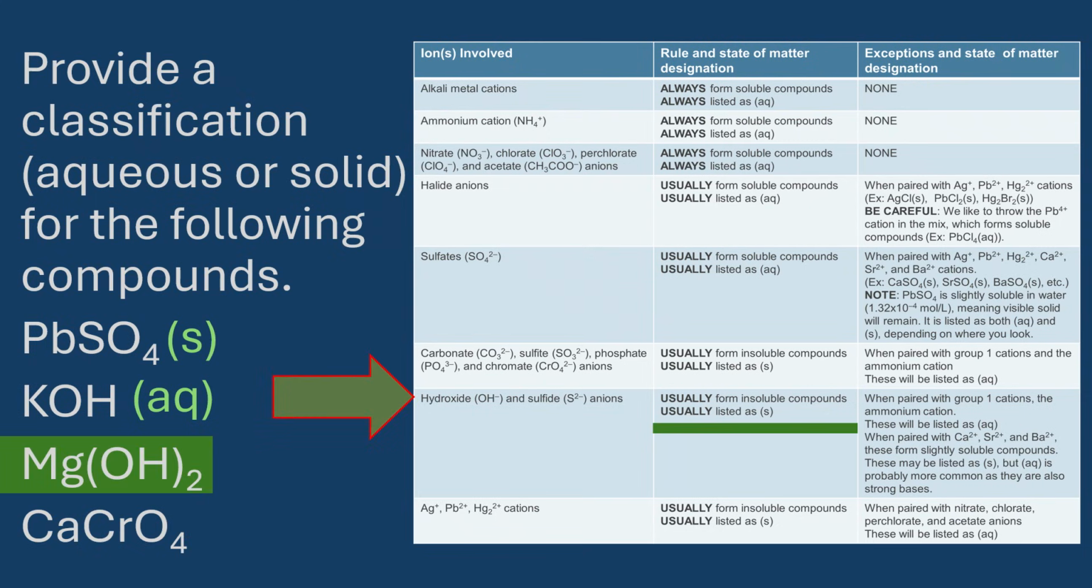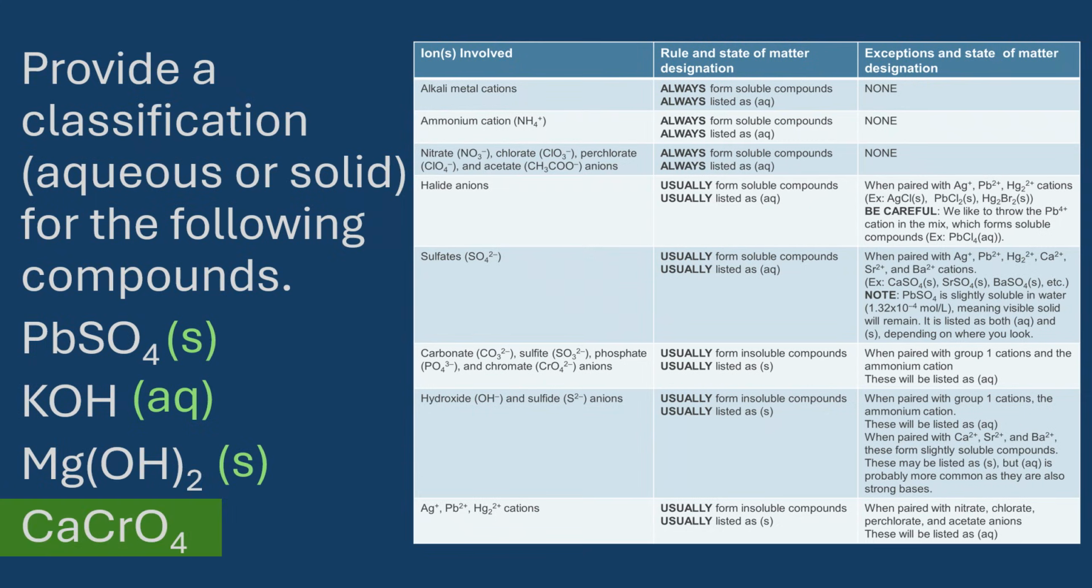Hydroxide compounds are generally insoluble. Since magnesium isn't listed as an exception, magnesium hydroxide will remain a solid when placed in water. Chromate compounds are also generally insoluble. The only exceptions will be compounds that contain your always rules cations, and calcium isn't one of those cations. So calcium chromate will remain a solid when placed in water.